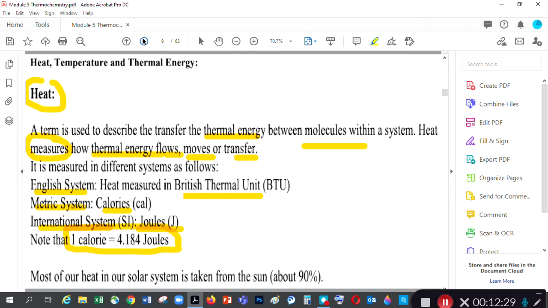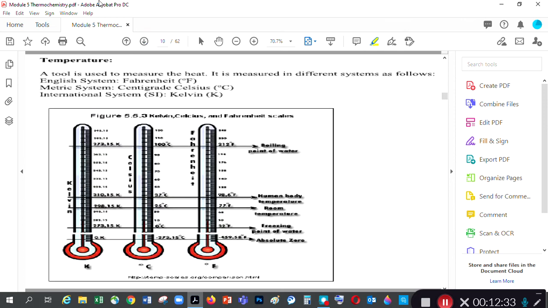Most of the heat in our solar system is taken directly from the sun. About 90% of the heat in our system comes from the sun. Temperature. Well, the temperature is a tool to measure the heat, correct?